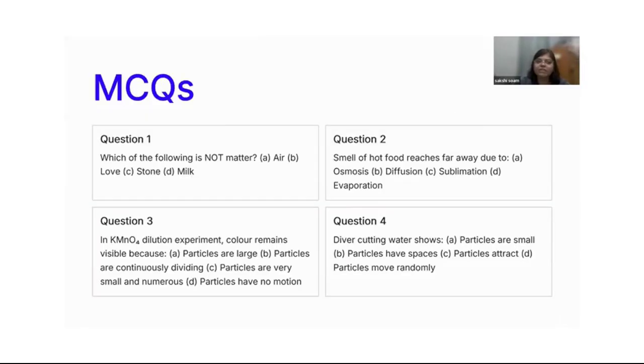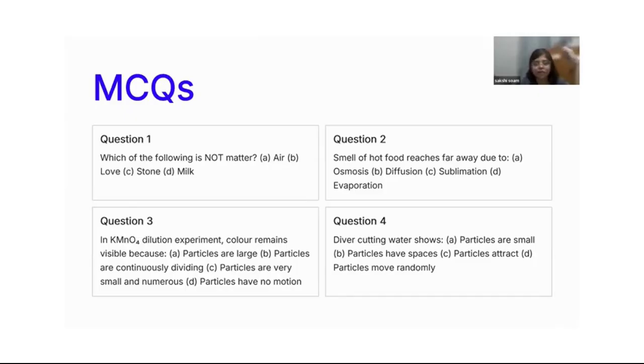Okay. So there are some questions for you which you can solve and check the answer. I have put the answer in the next slide. Which of the following is not matter, right? So I told you matter: what is matter? Anything that occupies space and has mass, right? The smell of hot food reaches far away. Why? Because the particles are able to carry that. But why is it happening? What is the phenomenon? Can you answer this?